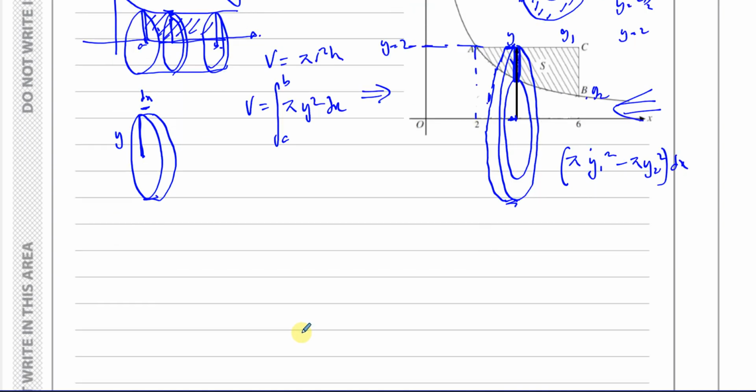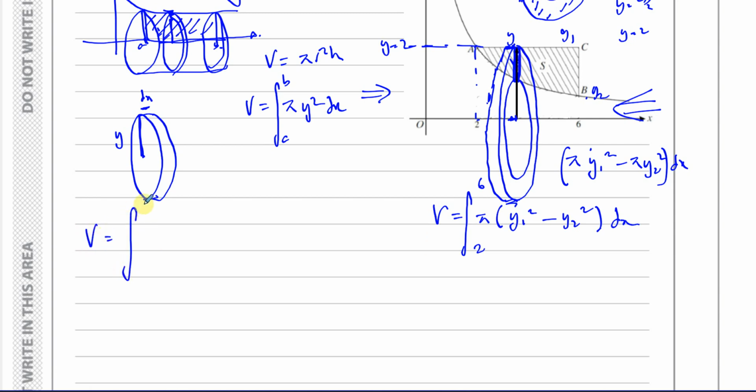So the volume is going to be given by taking the pi out, and integrating between the two limits, 2 and 6, pi times y1 squared minus y2 squared, taking pi as common, and dx. The outer radius squared minus inner radius squared times pi is the area of this cross section, multiplied by dx, which is the volume of this little cylinder. Integrated between 2 and 6 means you add all of those volumes together. So this is a formula that will help us in this type of situation.